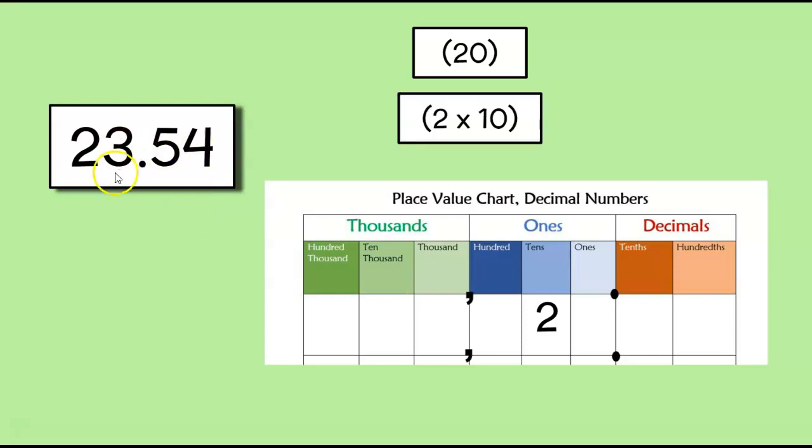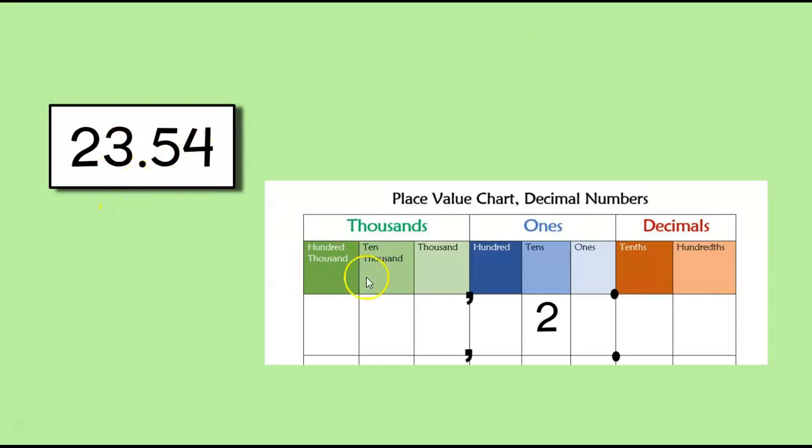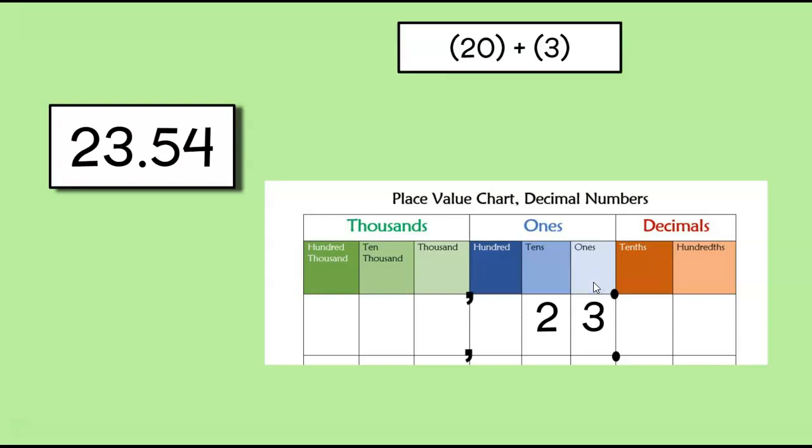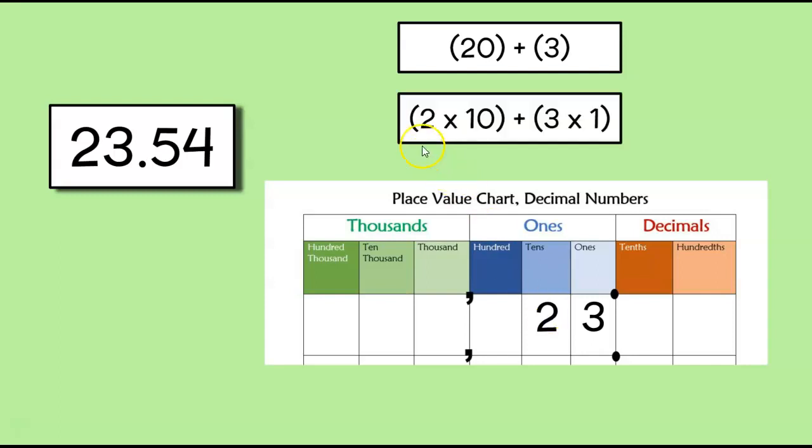Then we look at the next digit, and that's a 3. Where is it on our place value chart? It's right here in the 1s place because it says that we have 3 1s. And then our 2 10s, we get the number 23. We can also show that by saying we have 2 10s plus 3 1s. Still the same, 23. Good.